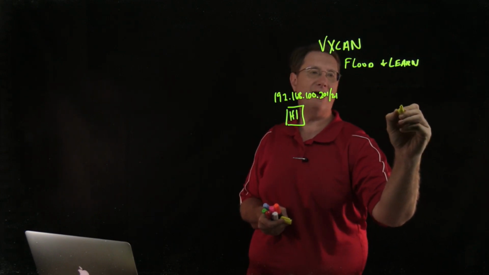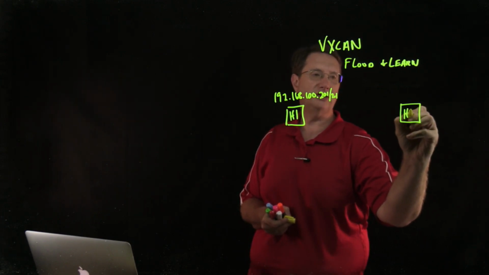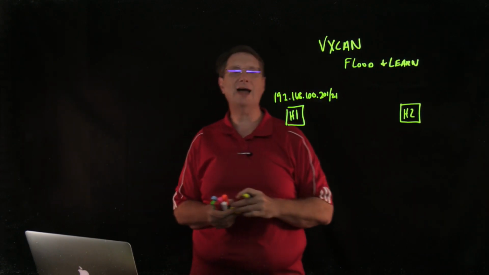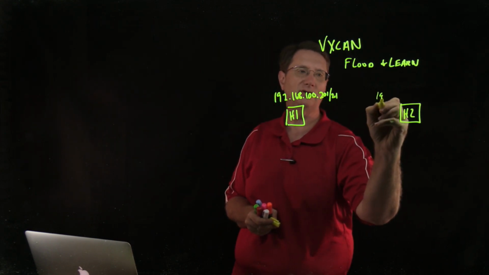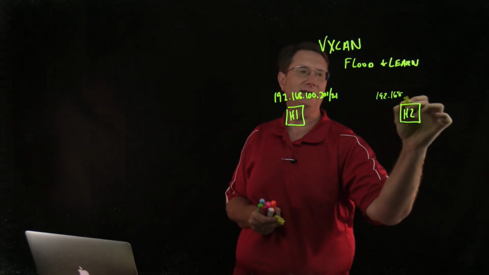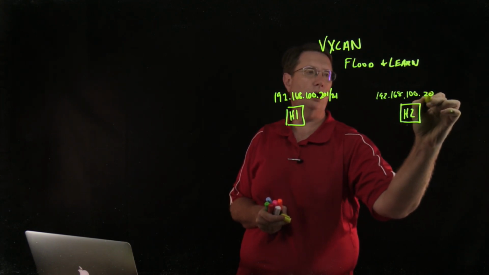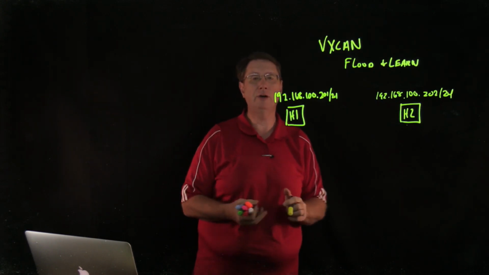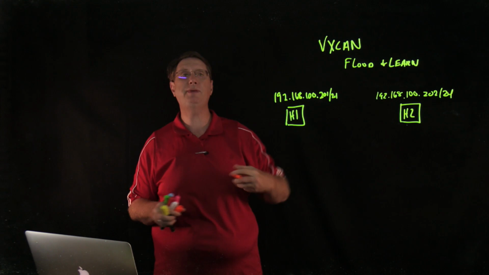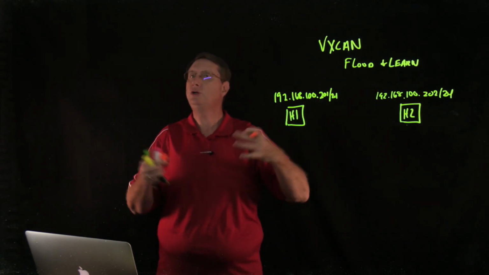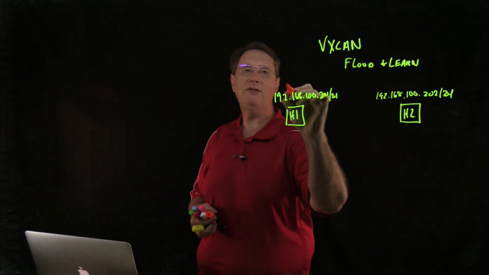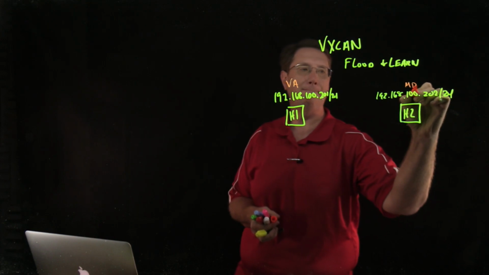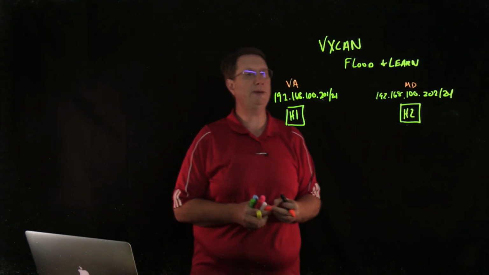Now, I may have another host. Let's say over here I have another host, and let's just say this is host 2. We're going to assume that he's going to have an IP address in the exact same network segment as us. So we'll say 192.168.100.202/24. And what we want to do is add another category to our conversation, and that's the fact that these two hosts are going to be geographically isolated. Let's say this host is located in Virginia where I am, and this host is located in Maryland.